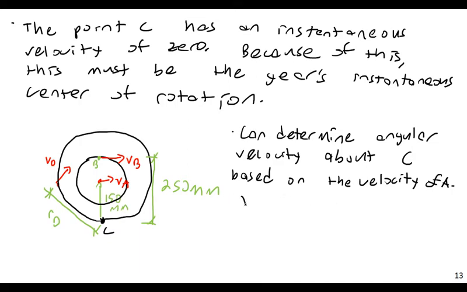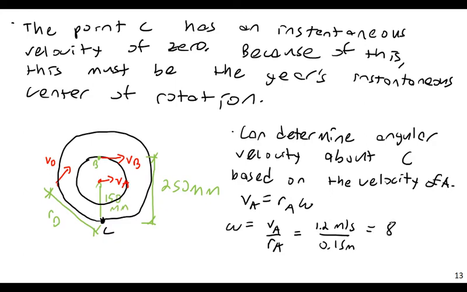So in other words, I know that VA is equal to RA times omega, and omega is going to be equal to VA divided by RA, and that is 1.2 meters per second divided by 0.15 meters. I want to use standard units here. Again, this is 150 millimeters from C to point A, and that comes to 8 radians per second.